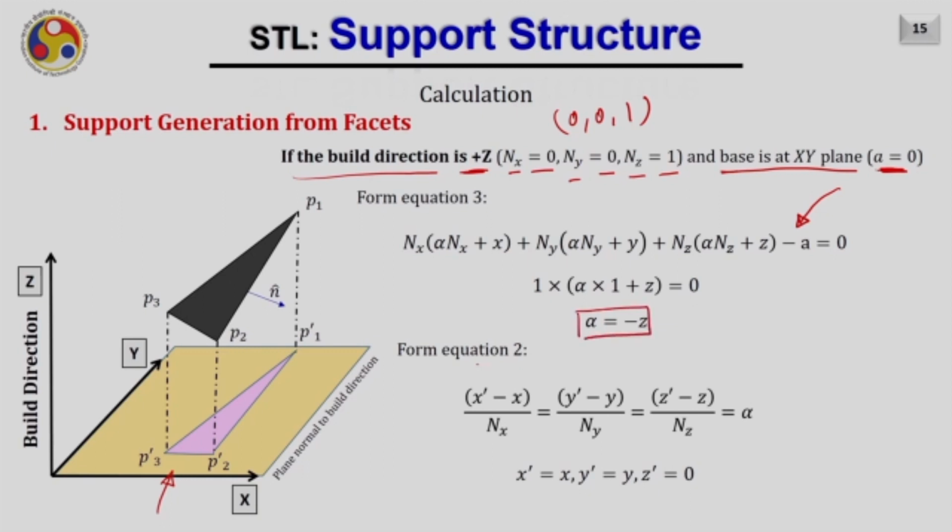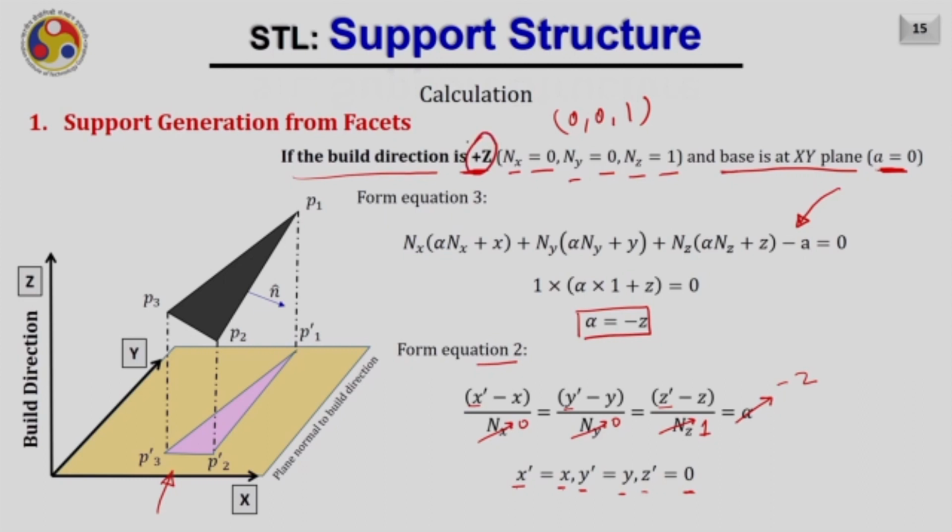Now, again, let us use equation number 1 and find out the x dash, y dash and z dash. It will be obviously x dash equals to x because your nx is 0, ny is 0 and nz is 1. And now, we have just seen alpha is equal to minus z. Therefore, your x dash equals to x, y dash equals to y and z dash equals to 0. However, we have considered a very simple case when the build direction is plus z.